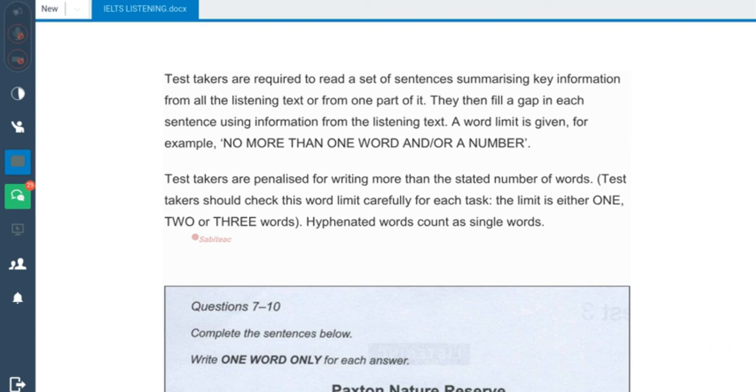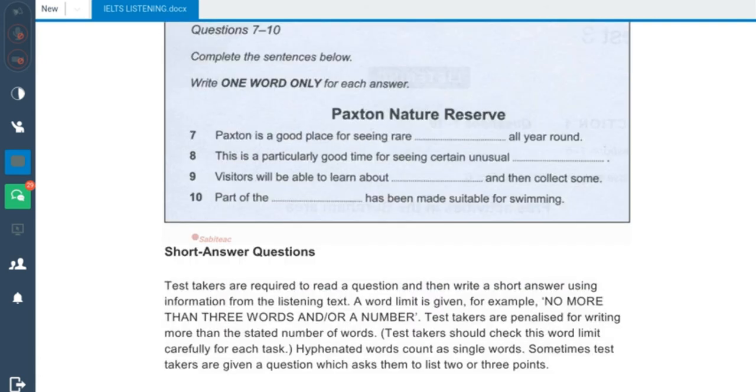All right, this is an example of sentence completion. As you can see, the instruction says complete the sentences below. These are sentence completion questions. The instruction says write one word only for each answer. Now look at question 7. It says Paxton is a good place for seeing rare dash all year round.